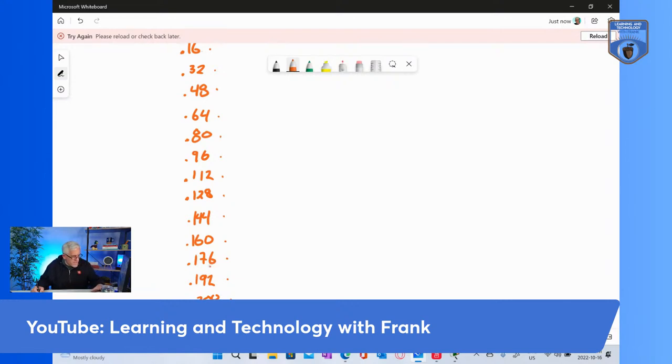So on one of these, I messed one up. So 16 plus 16 plus 16 plus 16, 64 plus 16 is 80, plus 16 is 96, plus 16 is 112, plus 16, 128 I should hit, plus 16 is 144, plus 16 is 160, plus 16 is 176, plus 16 is 192, plus 16 is 208, plus 16 is 224.